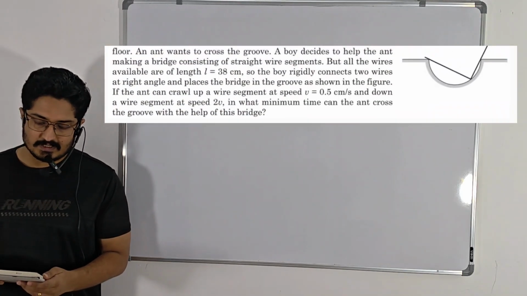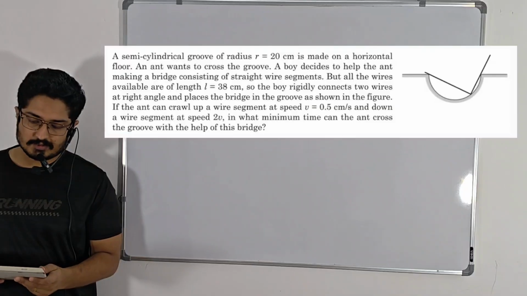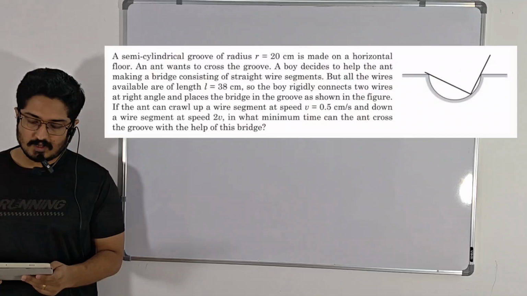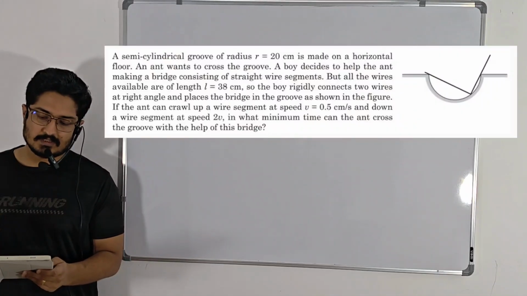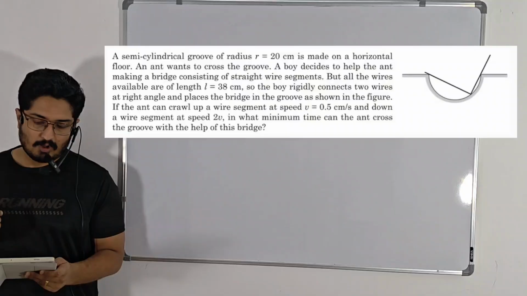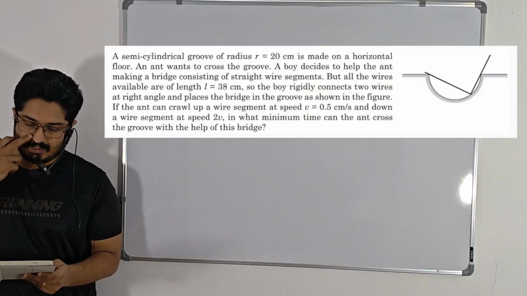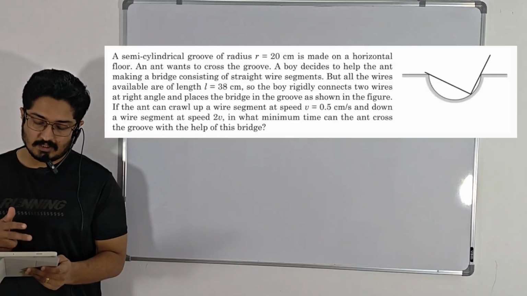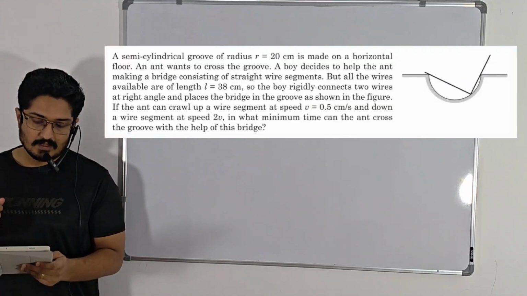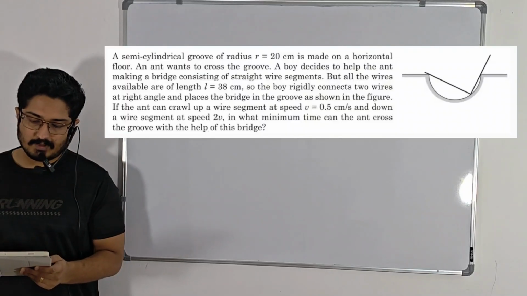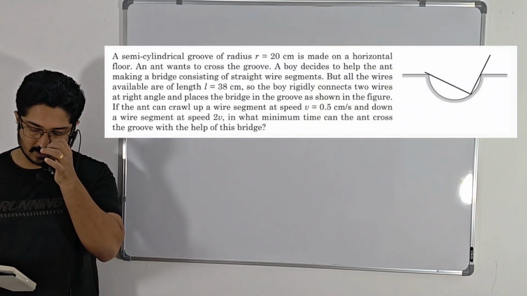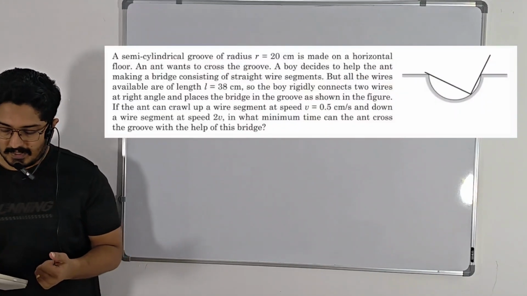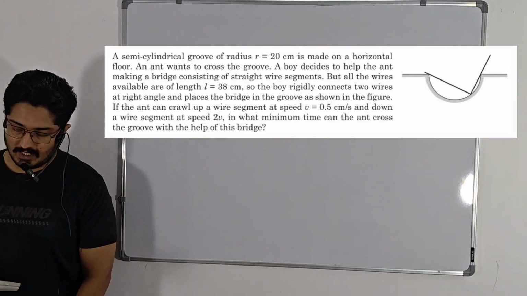It says that a semi-cylindrical groove of radius r equals 20 centimeter is made on a horizontal floor. An ant wants to cross the groove. A boy decides to help the ant, making a bridge consisting of straight wire segments. But all the wires available are of length 38 centimeter. So the boy rigidly connects two wires at right angle and places the bridge in the groove as shown in the figure. If the ant can crawl up a wire segment at a speed of 0.5 centimeter per second and down a wire segment at a speed of twice that, then in what minimum time can the ant cross the groove with the help of this bridge?